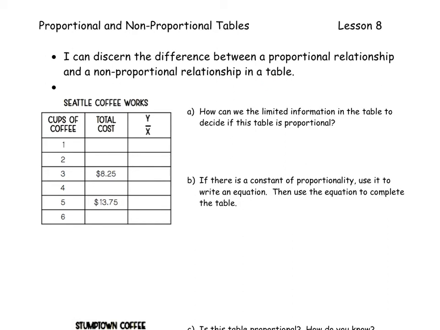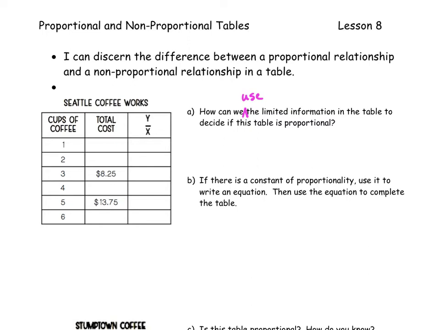So if we look at our first table, the X column represents cups of coffee and the Y column represents the cost. And we can see we've only been given amounts for two of those. And the first question should say, how can we use the limited information in the table to decide if this table is proportional? So if we go back and look at the table, we can see we've been given two y over x values. So we can see if there's a constant of proportionality using these two.